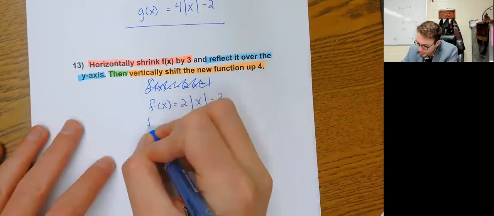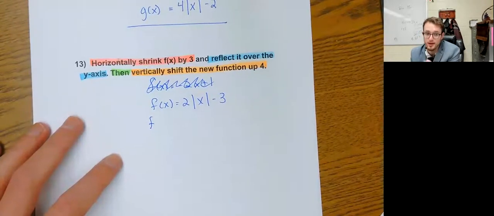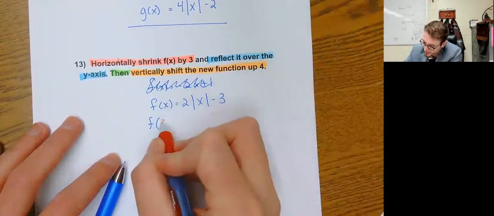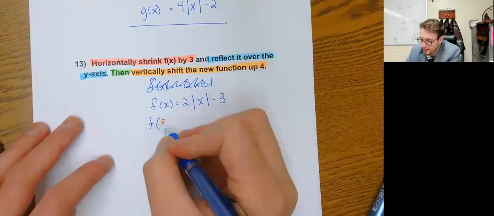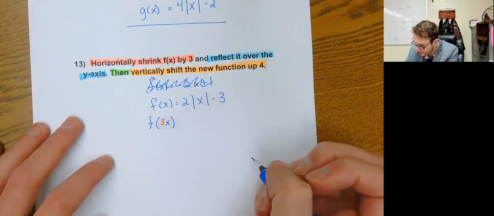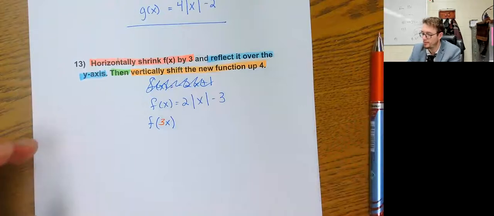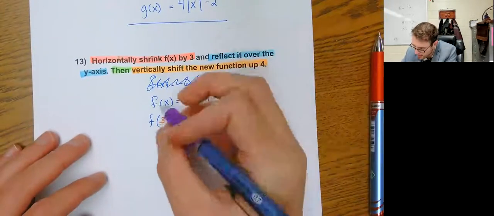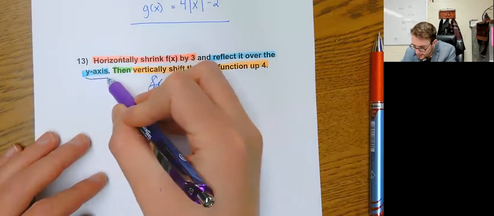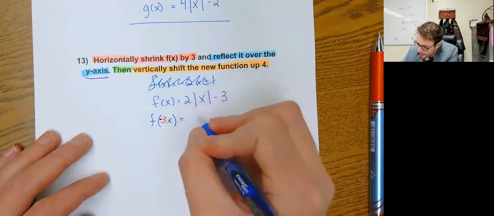So horizontally shrink is actually, vertical, multiply the outside; horizontal, multiply the inside. So we're going to multiply the inside by 3. We're going to multiply the input by 3. And we're going to multiply the input by a negative, because the y-axis reflection is on the inside. All right, so equals 2.